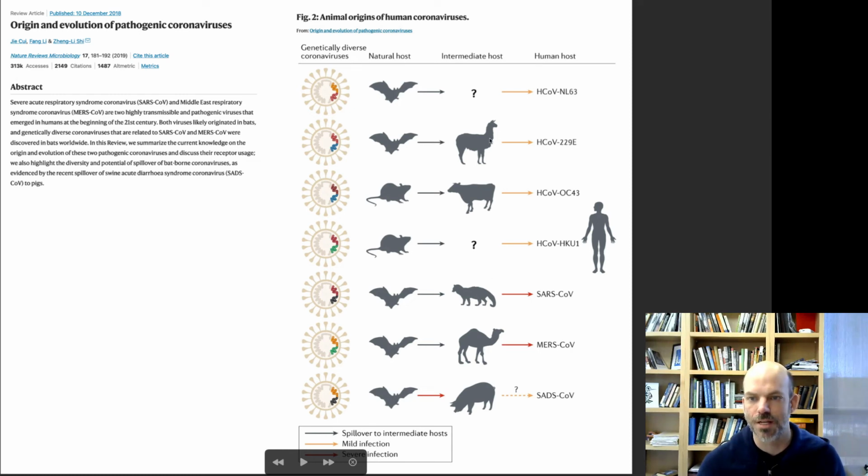This is actually a llama, I guess. The camel one is very well established. This was an outbreak just a few years ago, I believe, in the Middle East, where the researchers were able to very definitively show that this MERS coronavirus originated in bats, was somehow transmitted to camels, and then humans picked it up from camels. Luckily, this was another example of an outbreak that ended very quickly.